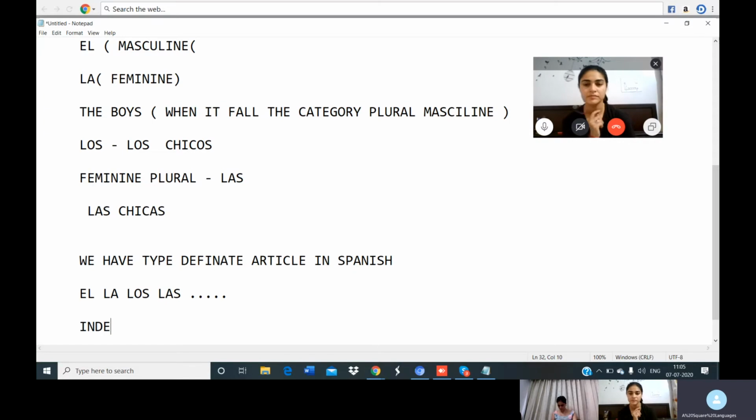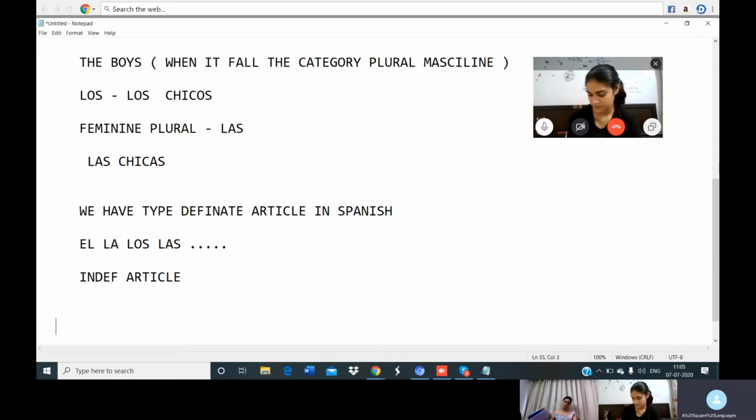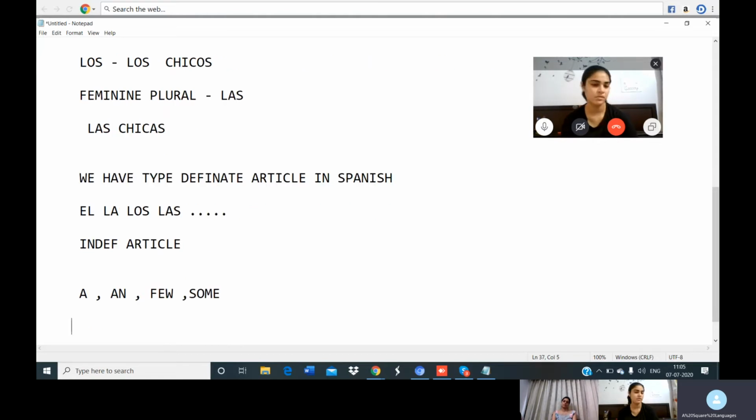So what is the indefinite article? In English, we have a, an, few, and some. This is the quantity, which can be defined as indefinite when we are not sure of the quantity. Few, some, right? That stands as an indefinite article. The same in French.